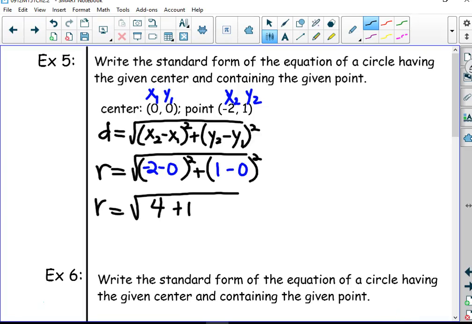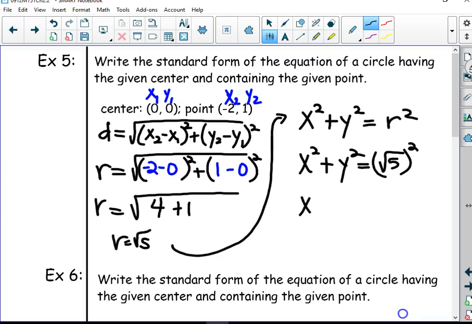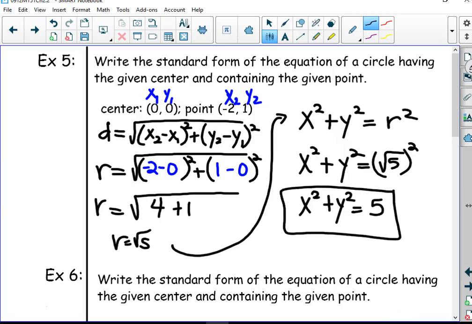So our radius, write that down. Our radius, it looks like, is the square root of 5. Weird coincidence, that's the one we had above. All right, now, since we're at the center, we're just going to use x squared plus y squared equals r squared, which, when we substitute, works out pretty easy. All right, I'll see you in the next video.